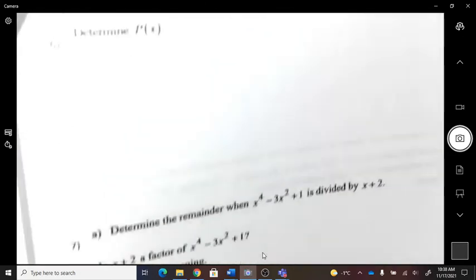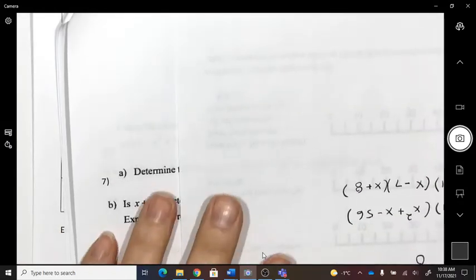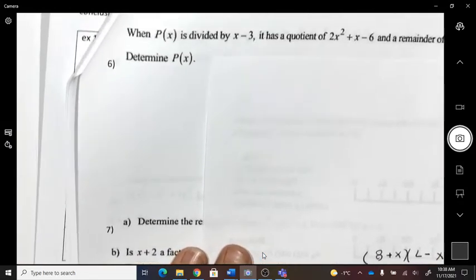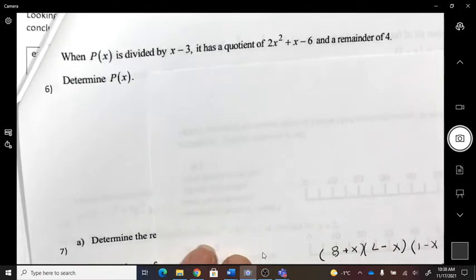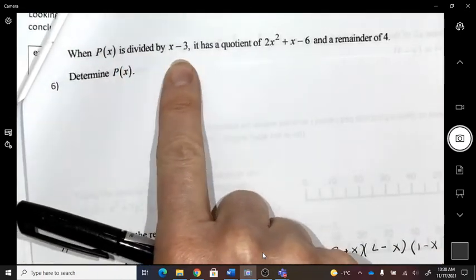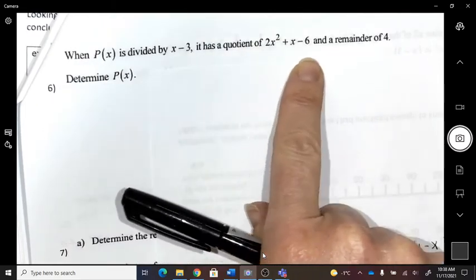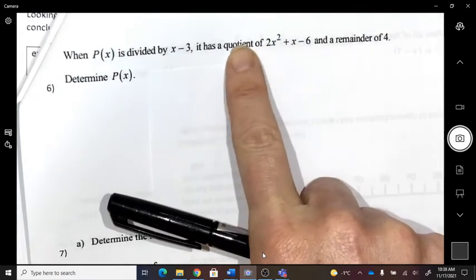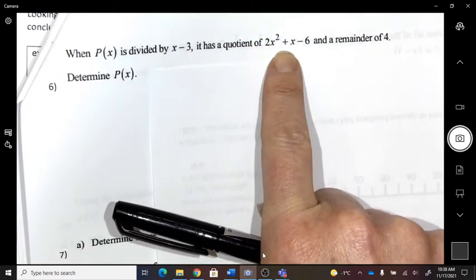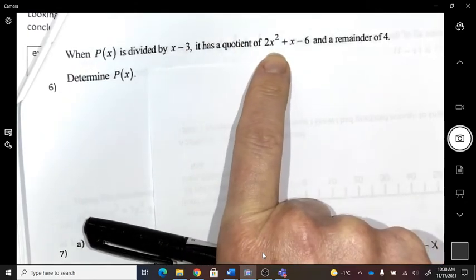Flip the page to 11, number 6. We are dividing this polynomial by x minus 3, and the remainder was 4. Sorry, this is not being divided. We're dividing something by that, and the result was that.